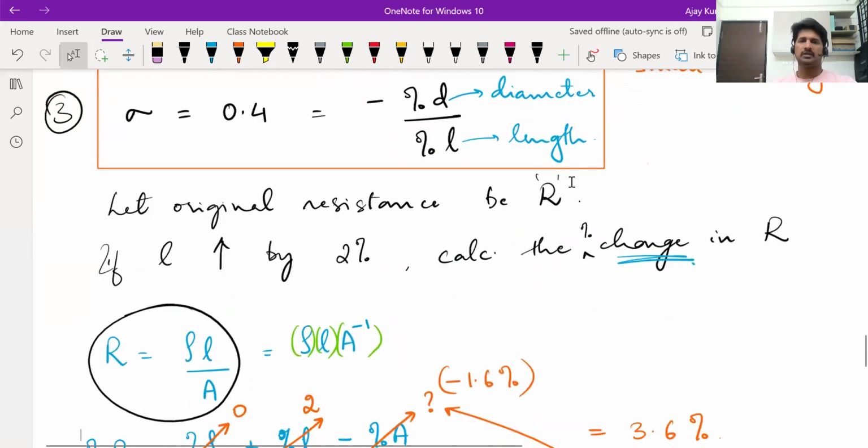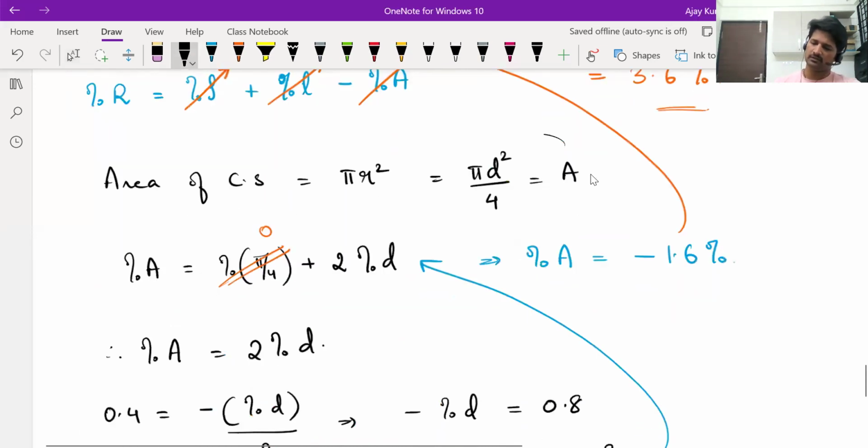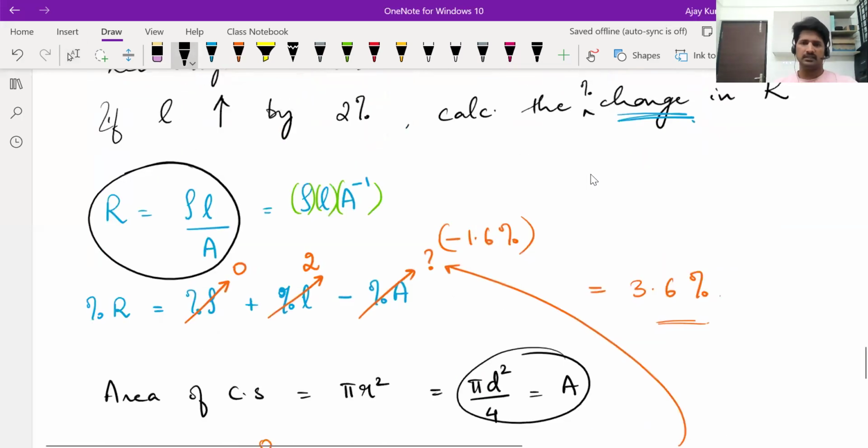You are given the Poisson ratio of this wire. Okay. And Poisson ratio sigma relates the percentage change in diameter to the percentage change in length. Percentage change in length was given in the question. Poisson ratio was given in the question. With that, we calculated the percentage change in its diameter. And using the percentage change in diameter, we calculated the percentage change in its area. And finally, we could tell the percentage change in resistance.